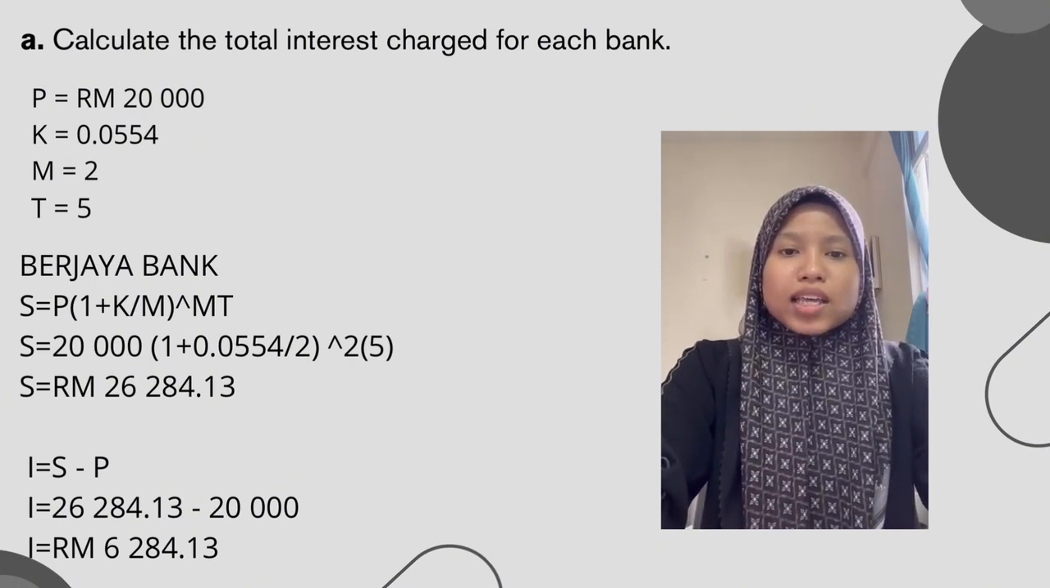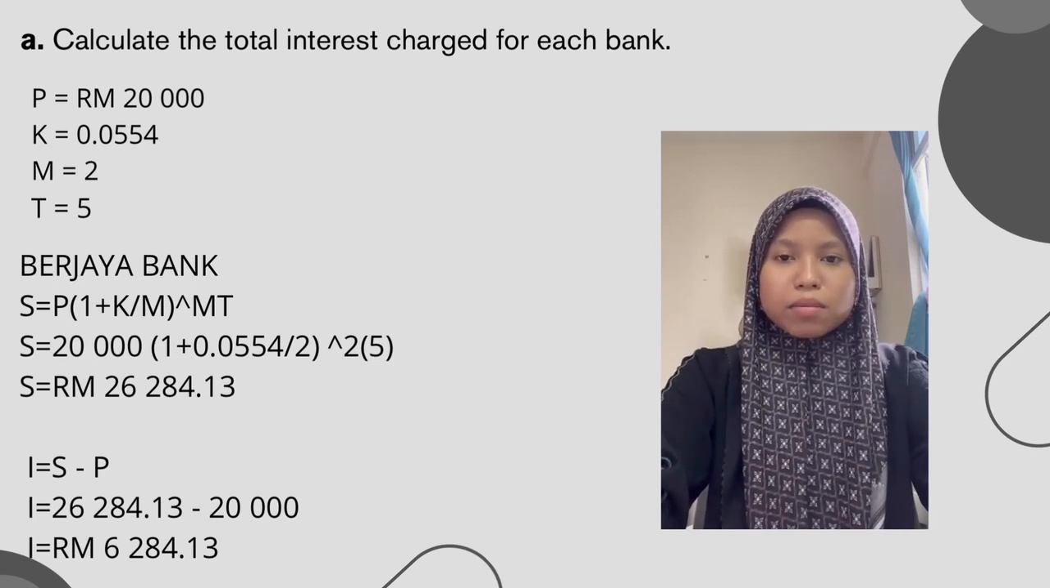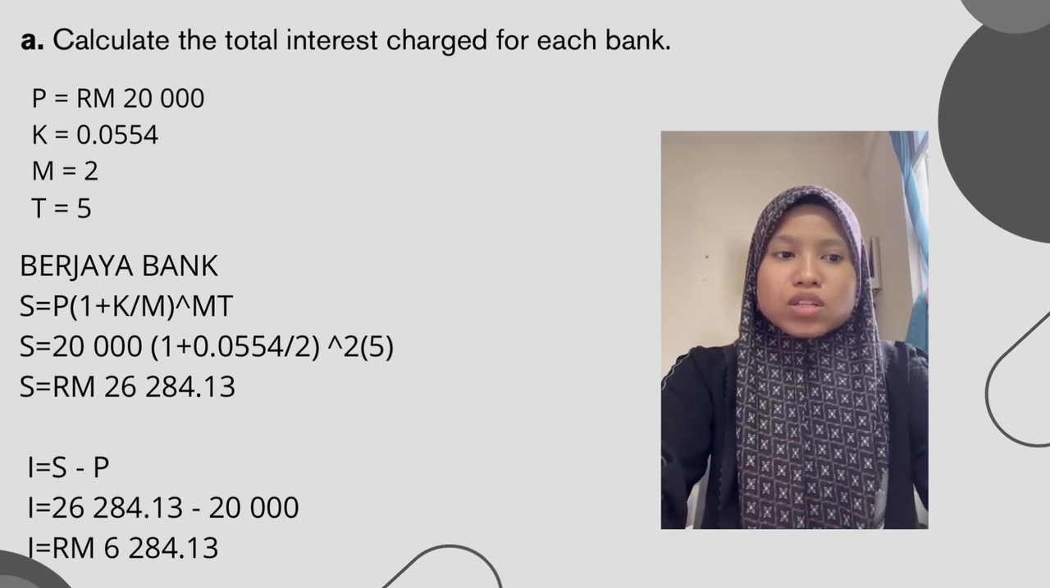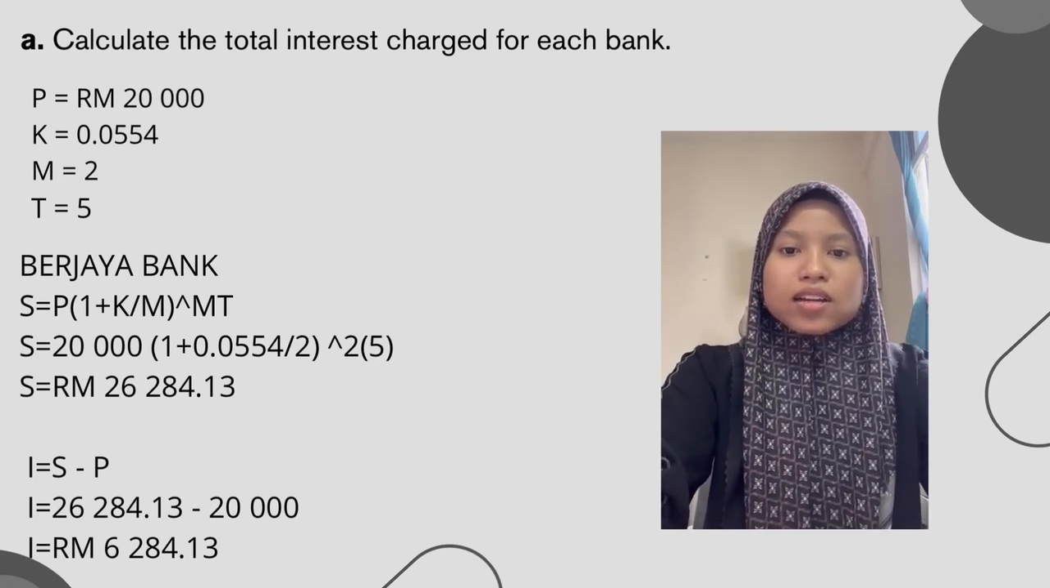The formula is I equal to S minus P. 26,284 ringgit 30 sen minus with 20,000. The total answer is RM 6,284 ringgit and 30 sen.